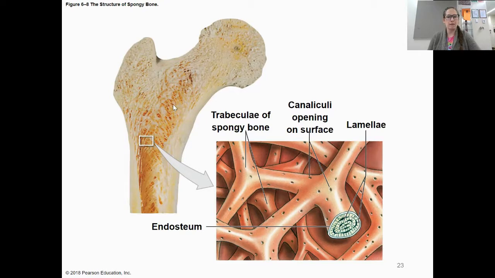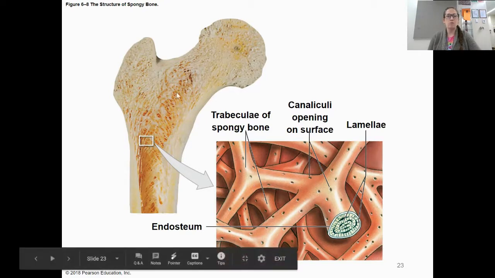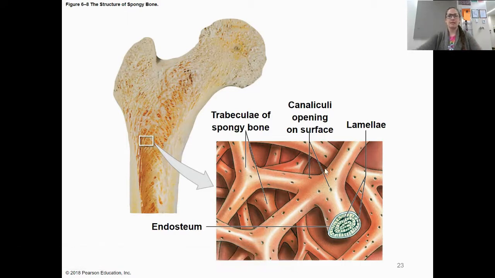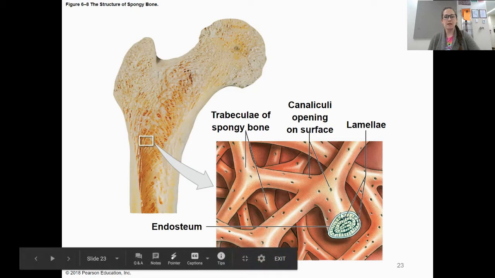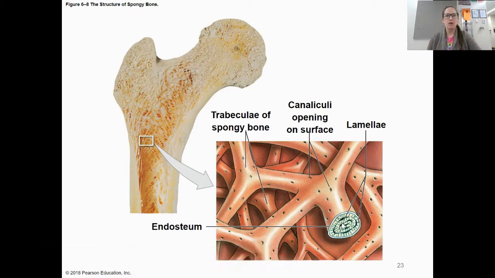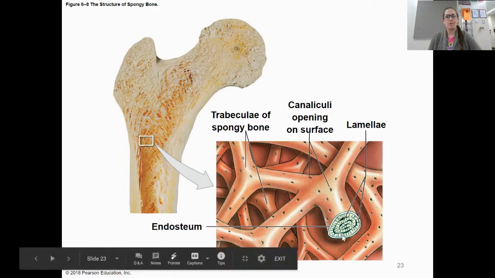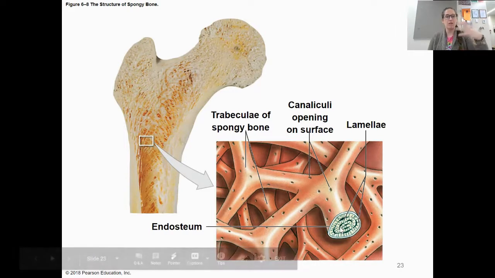All right, it's much more web-like. Here's our diagram version. It's much more web-like, wholly, if you will. And again, kind of interconnected. Still has the lamellae, just within that trabeculae. So within the kind of silly string or spider web format, you still do have the layers that are located there. They're just not in osteon form, so in that tree trunk form.